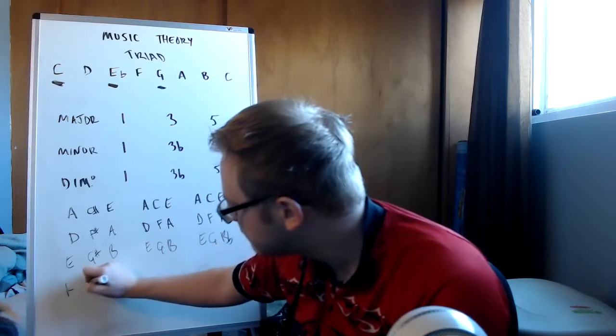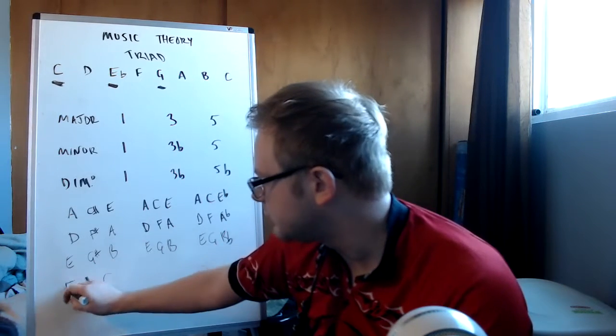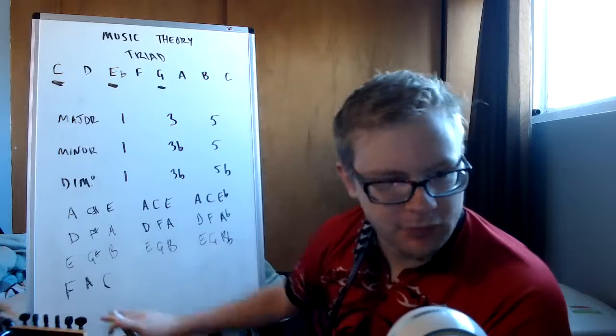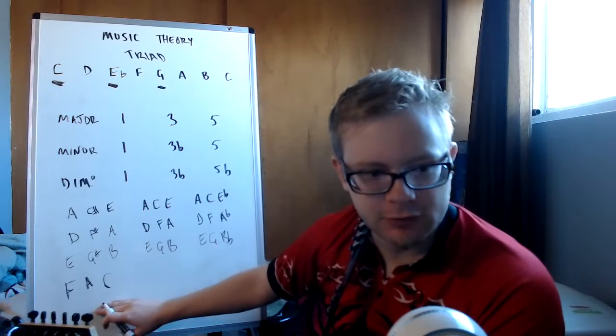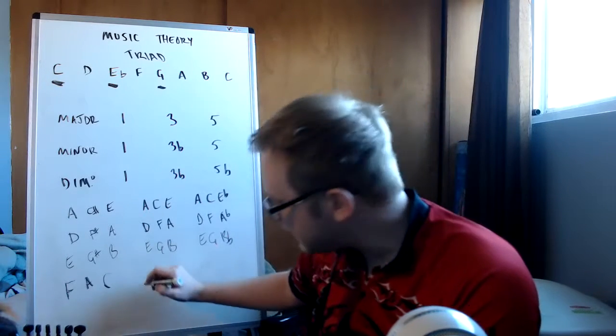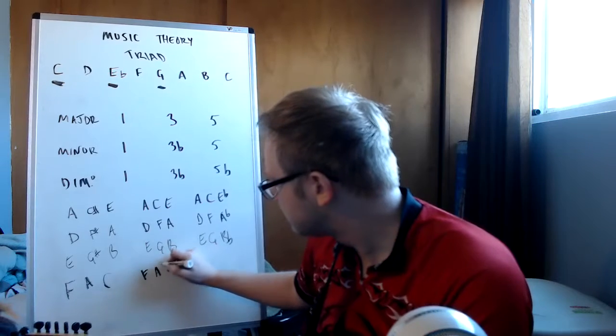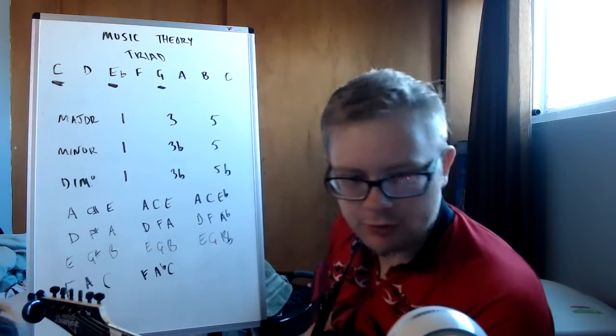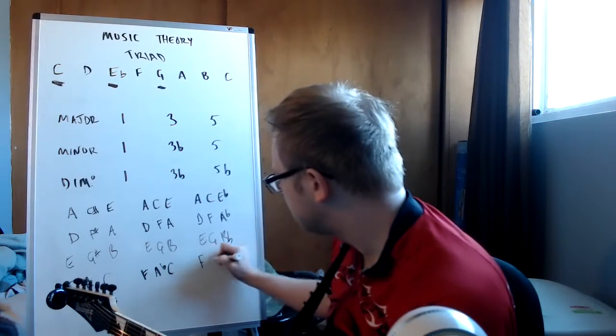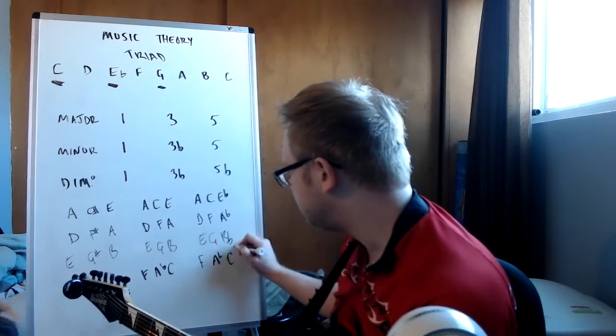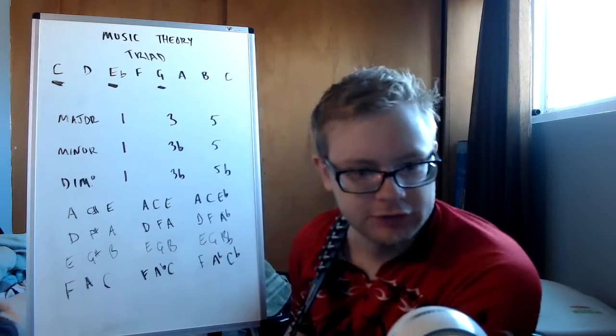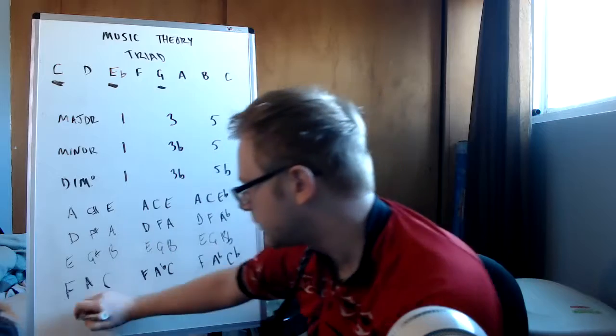I know that F, A, C is part of the major chord. F, A, C is the major chord. And then F, A flat, C is the minor chord. And F, A flat, C flat is the diminished. So you can see how easy this is when I know the letters.